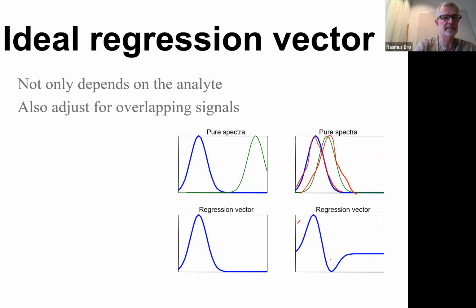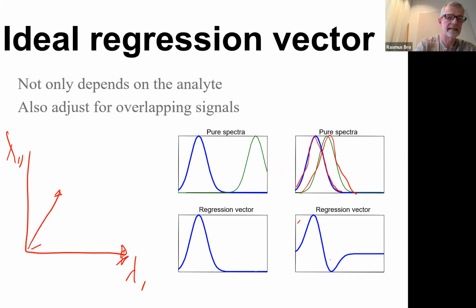I can only plot two wavelengths here, but this is wavelength 1 and this is wavelength 2. Maybe this is the blue analyte and this is the green one. In reality, it would be in a 100-dimensional space. Now they are correlated. So this is my analyte and this is my interfering signal.